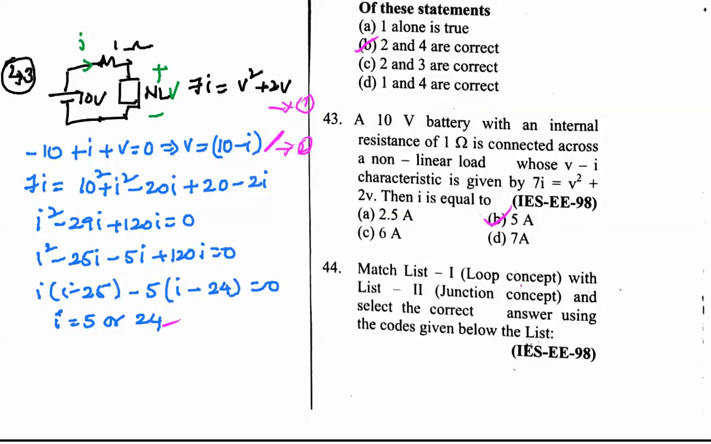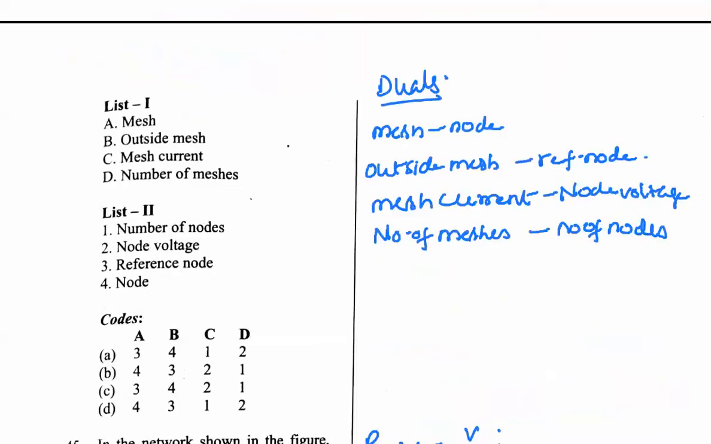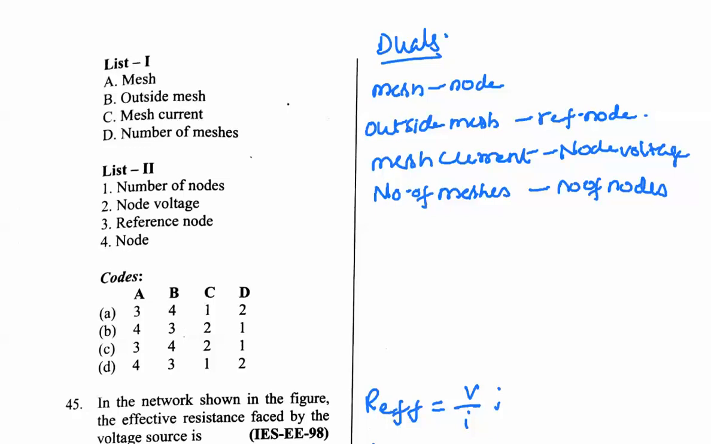Next, match list 1 loop concept with list 2 junction concept. Select the correct answer using the codes given below the list. Friends, we have discussed earlier that a mesh becomes a node here. Outside the mesh is going to be the reference node, mesh current is going to be node voltage, and number of meshes is going to be number of nodes here. Okay, so from this you will get B as the answer.